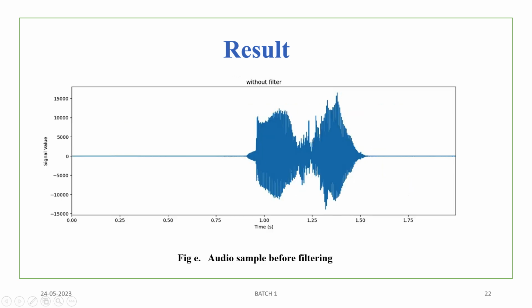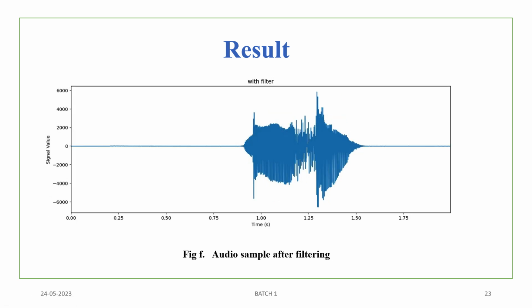Figure E is the audio sample before filtering. Before applying the filter, the speech signal consists of unwanted external noise which affects the quality of the signal and also the SNR value. After applying a filter, unwanted components and noises are completely suppressed. Filtering always aims to improve the SNR value. Figure F represents the audio sample after filtering. By taking advantage of filtering, background noises are successfully cancelled.